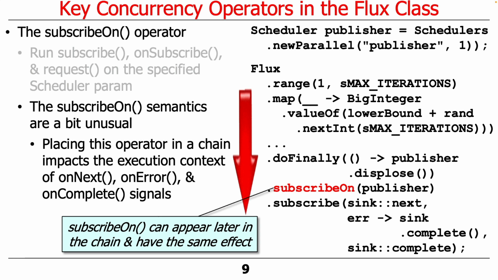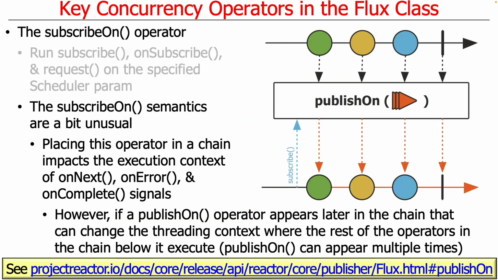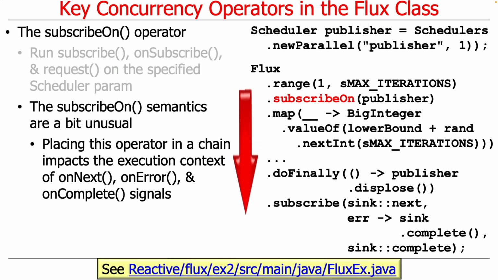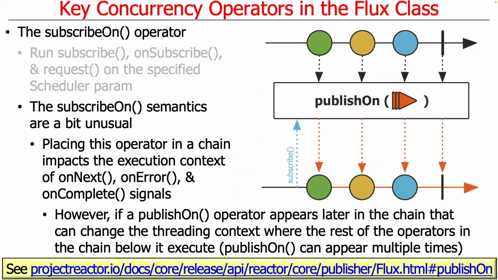That to me is a little weird. It took me a while to get my head around that, but that's just the way it works. However, this is the caveat to this. If a publishOn operator, which we're about to talk about, appears later in the chain, so let's say we have subscribeOn here, and then publishOn somewhere, then the publishOn operator will be the one that takes over the thread context where the rest of the operators in the chain will execute.